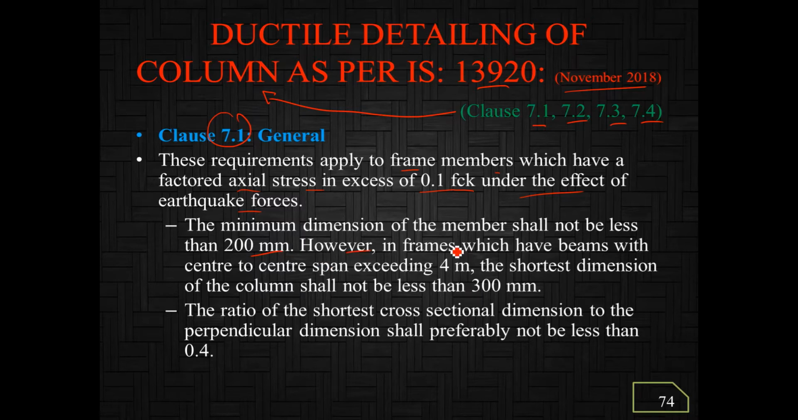However, in a frame which has beams with a center to center span exceeding 4 meters, the shortest dimension of the column shall not be less than 300 mm. The ratio of the shortest cross-section dimension to the perpendicular dimension shall preferably not be less than 0.4. So clause 7.1 is for the general data.